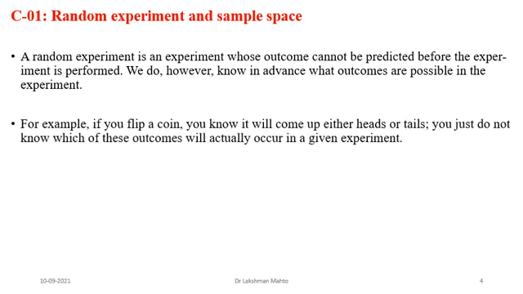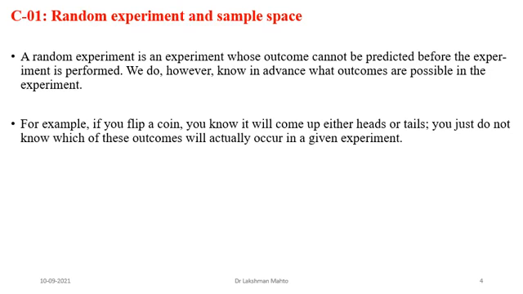Okay. So for example, if you flip a coin, you know it will come up either head or tail. You just do not know which of these outcomes will occur in the given experiment. You know that if you toss a coin, either head will come or tail will come. But before the experiment, you can't say with 100% certainty. You can't predict that head will come or that tail will come. You can predict with some uncertainty.